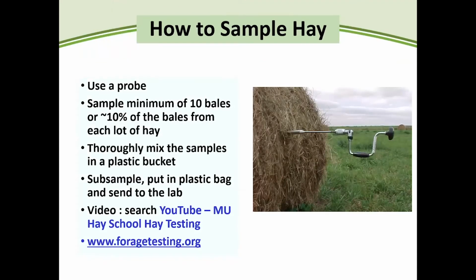The sampling of hay is fairly straightforward. We need to use a probe. We want to do a cross-section of the bale. So from a round bale standpoint, that means we go from the sides. If we're sampling square bales, we go from the ends.